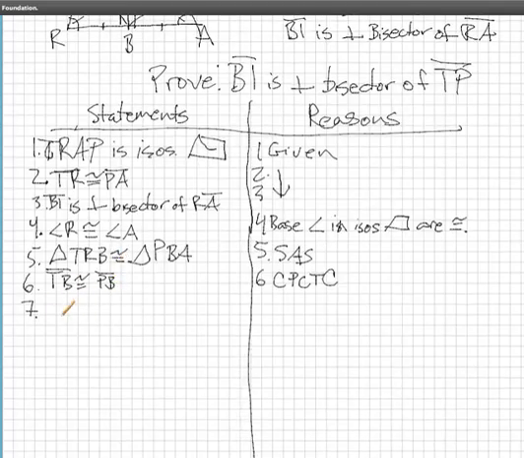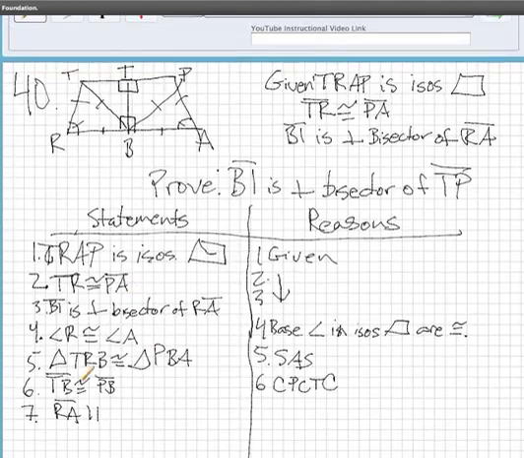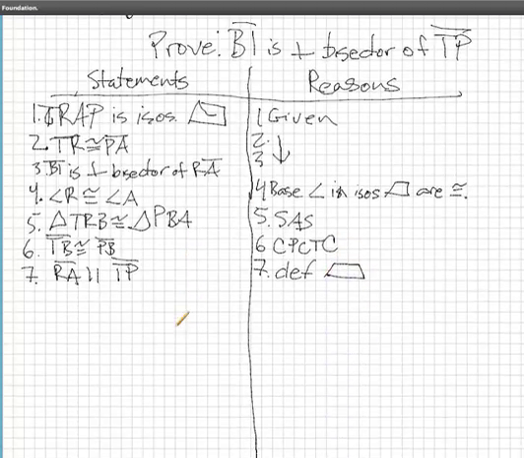But the first thing we need to do is we need to say that RA is parallel to, what is it? TP. It's parallel to TP. These two things are parallel. And that's just the definition of a trapezoid. All right?